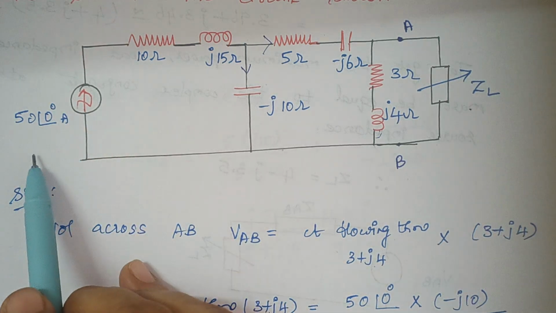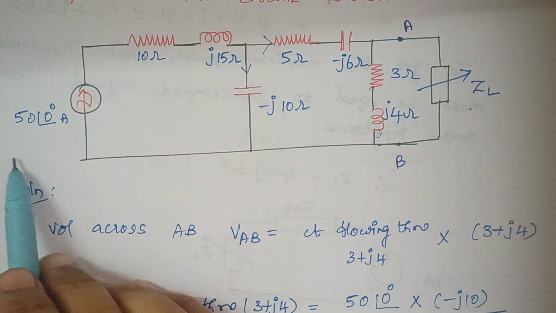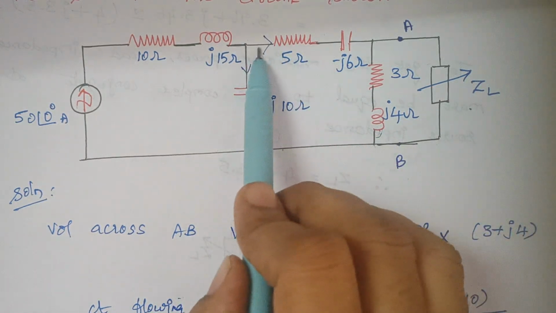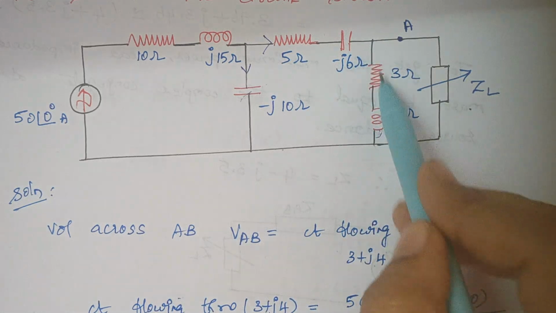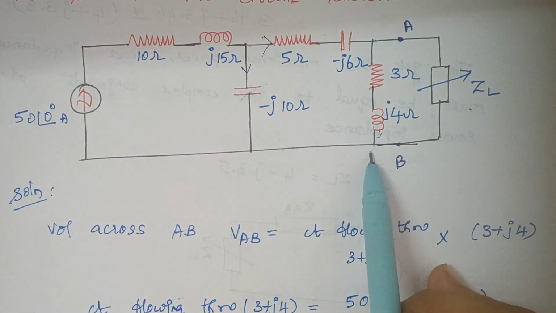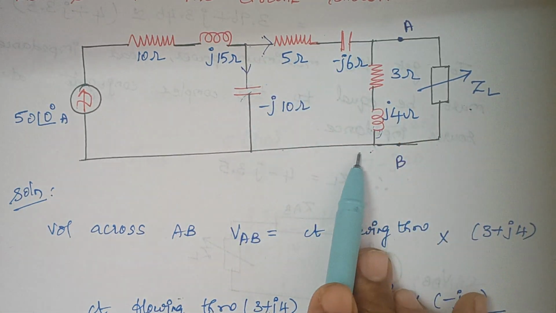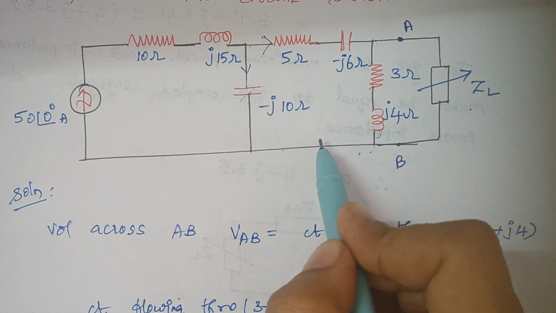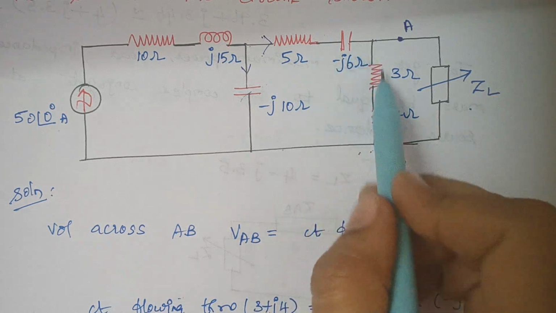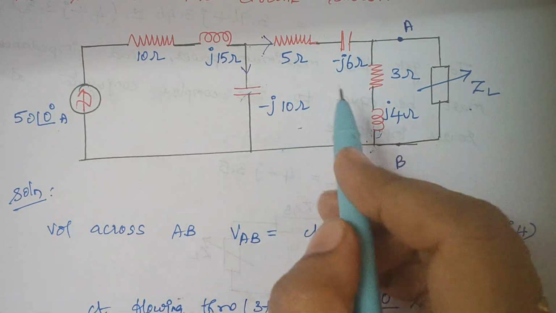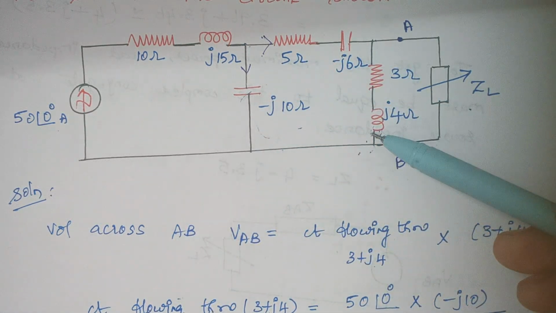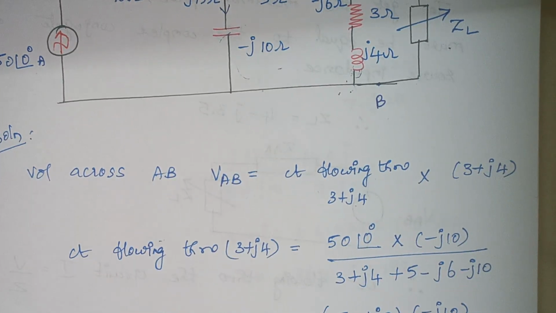Therefore, we use the current division formula: the total current into the opposite resistance. We are expected to calculate the current that flows through this path. The same current that flows through this area flows through this, since these two are connected in series. So by the current division rule, it is the total current into the opposite resistance. The resistance opposite to this part is minus J10, divided by the total resistance. Here you have to include all these values, which is what I have written here.